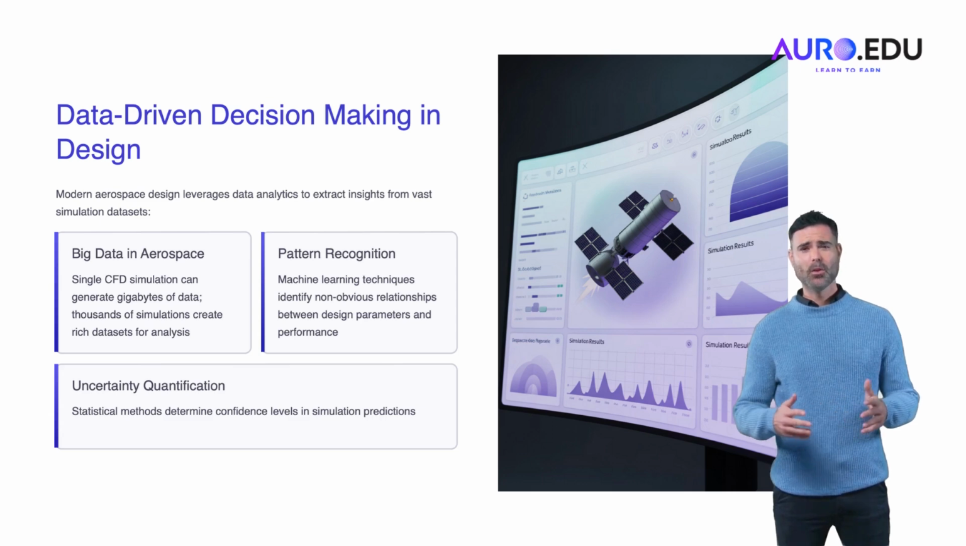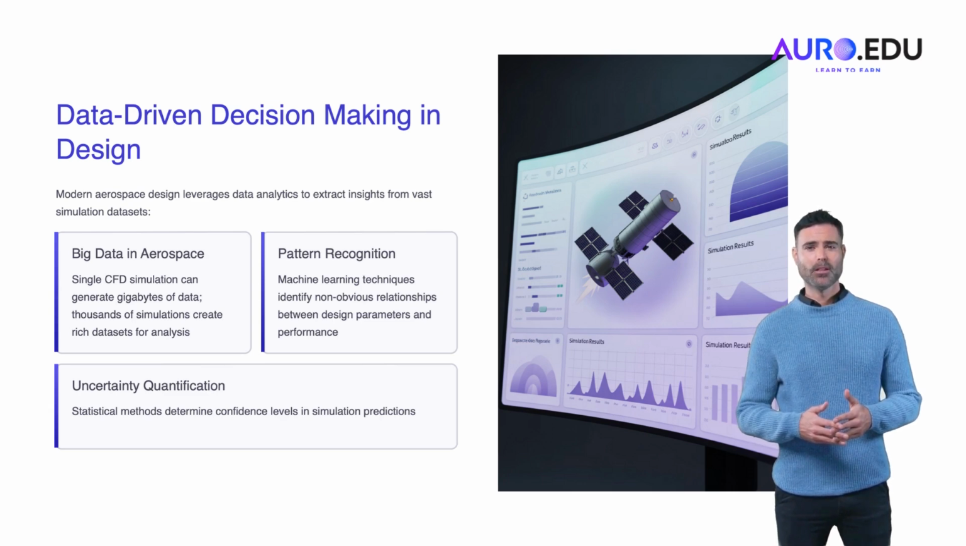Data-driven approaches also enable real-time design optimization, allowing engineers to explore the design space more efficiently and identify optimal solutions faster. These techniques not only speed up the design process, but also lead to more reliable and robust designs that perform well under various operational conditions.